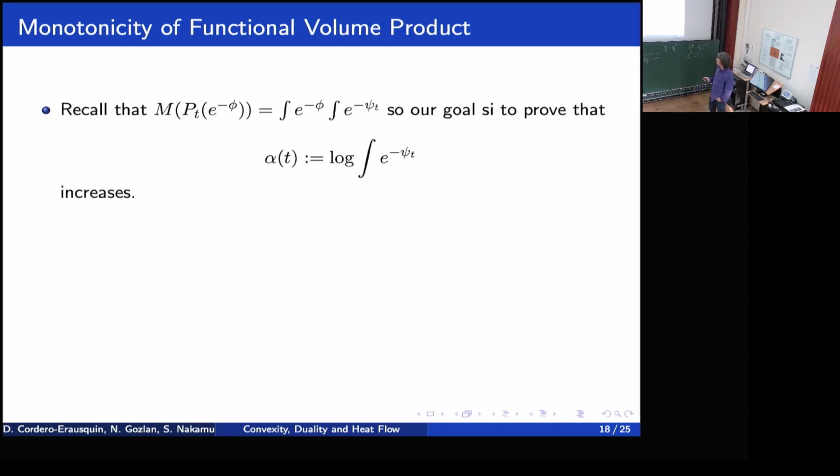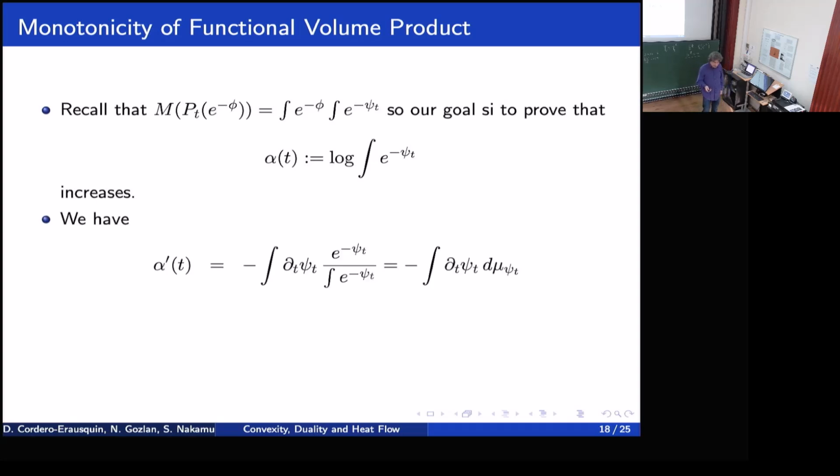Okay, so here I'm back to my problem. I'm looking at the evolution along heat flow of my volume product. Here I recall what I have. So what I want to understand is that this is increasing. I will take the log because I've decided to normalize my quantities, but this is really, of course, not very important. So I want to prove that this increases, and so I compute the derivative. And I have, here it's just the definition minus the derivative in time of my quantity, and here this is what I will call mu of psi t, which is the log-concave measure with potential psi t.